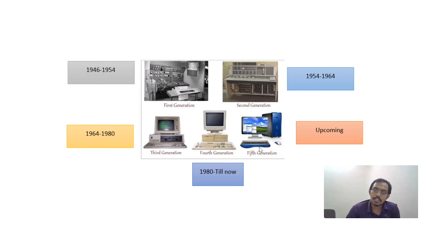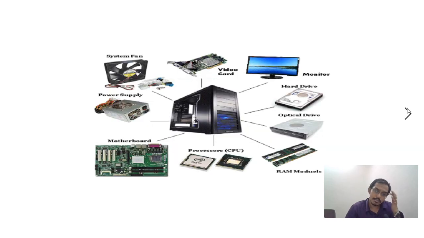And the fifth generation computer is the upcoming computer system that is connected to artificial intelligence and different kinds of upcoming technology, where the computer is smarter and better at understanding the user requirement. Now we will discuss the basic parts of a computer.